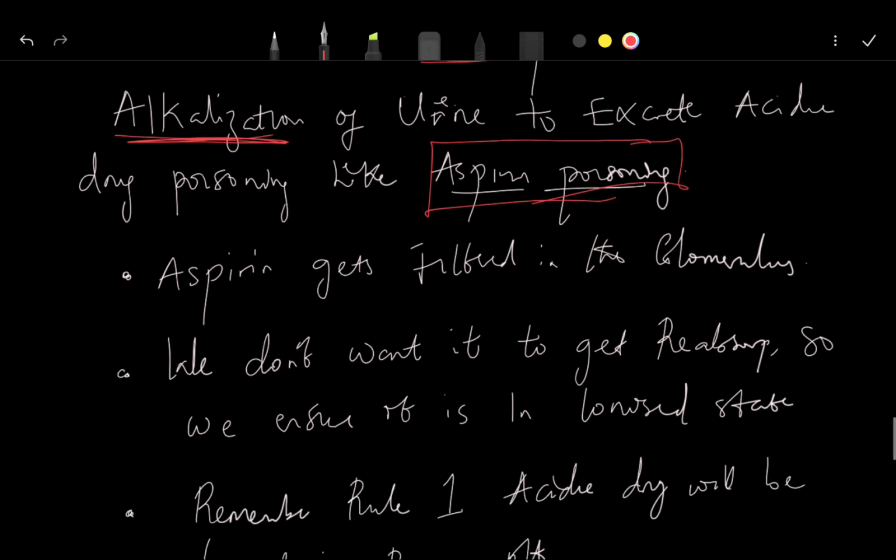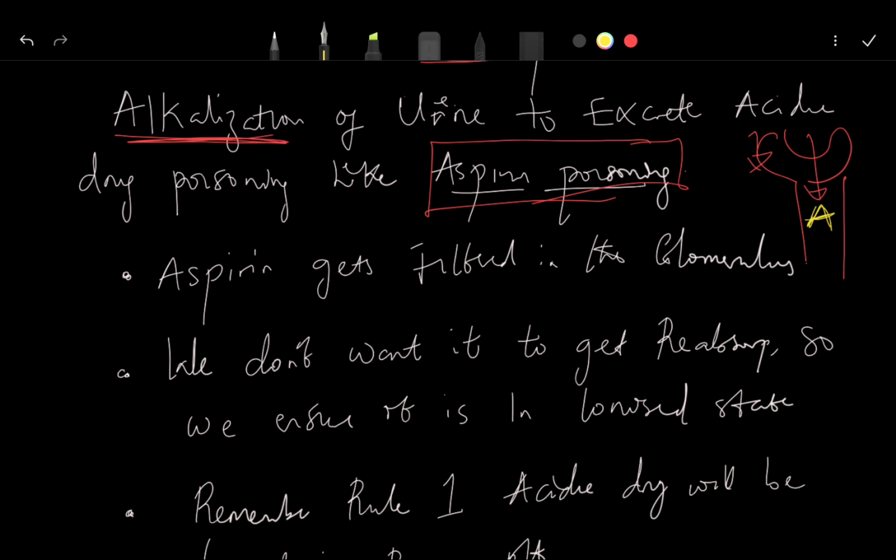Because aspirin, let's say, will normally be filtered through the glomerulus, right? And get into the tubules. So we already know that aspirin is an acidic drug. If I want to make aspirin acquire a charge so that it will not be reabsorbed back into the body, I don't know if I get my point. So now imagine here is our glomerulus. Then aspirin has been filtered. I will just put this A as aspirin. So aspirin has been filtered.